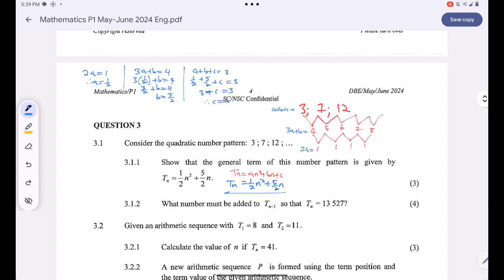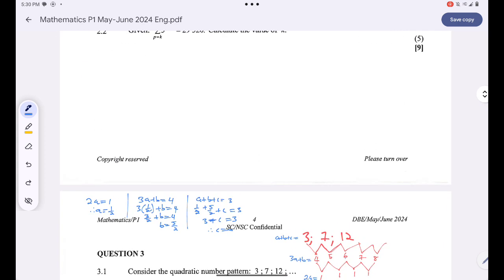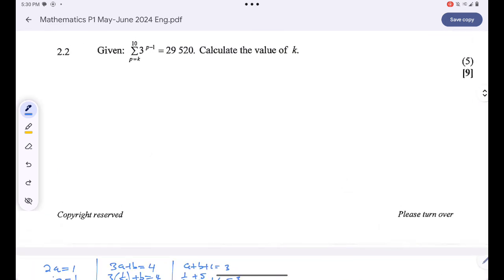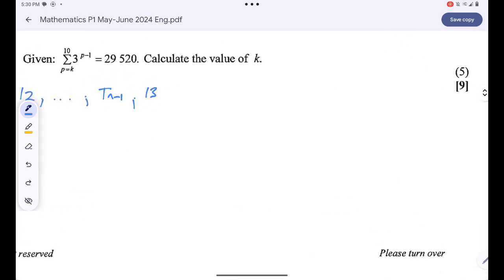Now we are being asked what number must be added to Tn minus 1 so that Tn will be equal to 13,527. This sequence is basically like this: we have 3, 7, and 12, and then it continues and we end up having Tn minus 1 as well as Tn. We are told the value of Tn is 13,527.